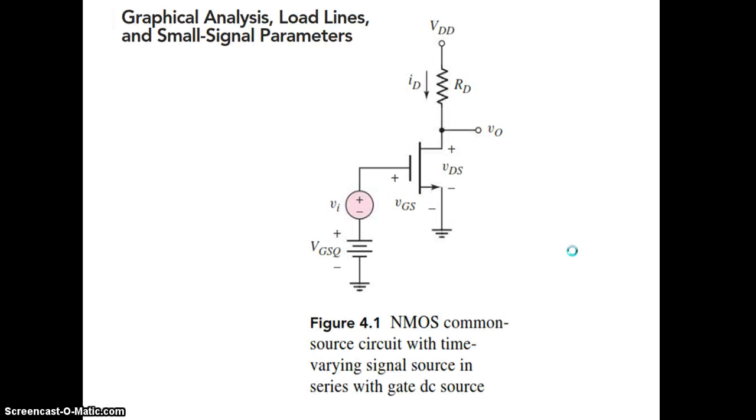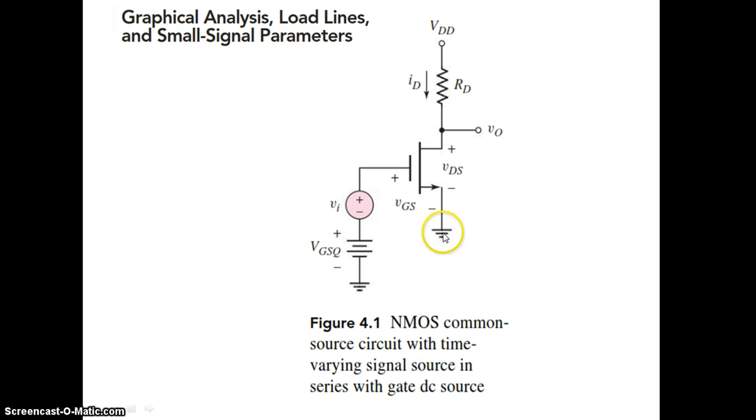So this diagram shows the NMOS common source circuit with a time varying signal source in series with the gate source. Okay, common source circuit. So here the source is grounded. For a MOSFET, you have to draw the symbol somewhat differently. For a JFET, you draw a single line for the gate. Here you have to draw a double line, since another oxide layer is there, so one large line and one small line.